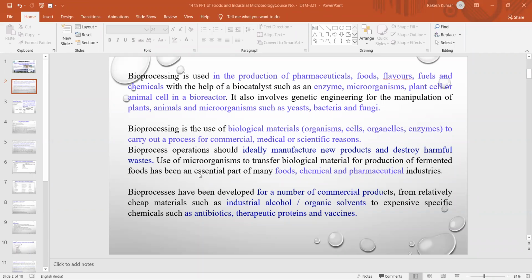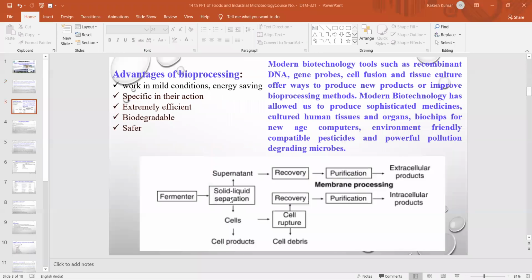So bioprocesses have been developed for a number of commercial products. Previously, we were using this process for manufacturing relatively cheap materials like industrial alcohol, organic solvents, which you are using in your laboratory. But nowadays, people have started using this particular process for manufacturing very valuable items, or you can say very expensive specific chemicals such as antibiotics, then some kind of therapeutic proteins, vaccines, etc.